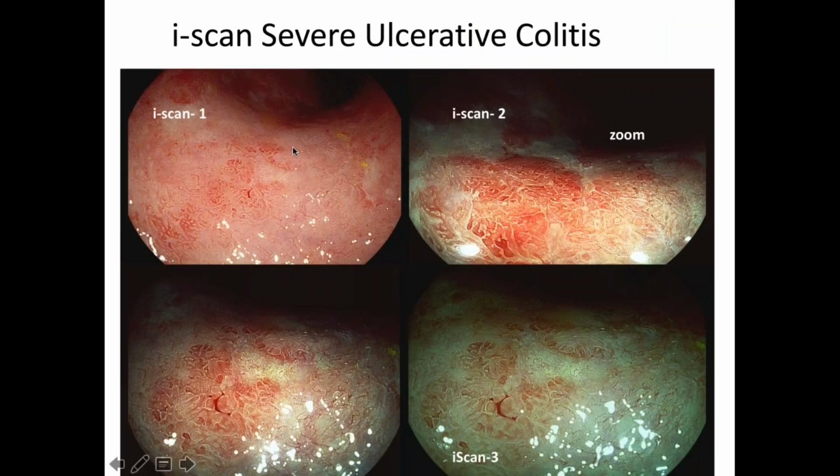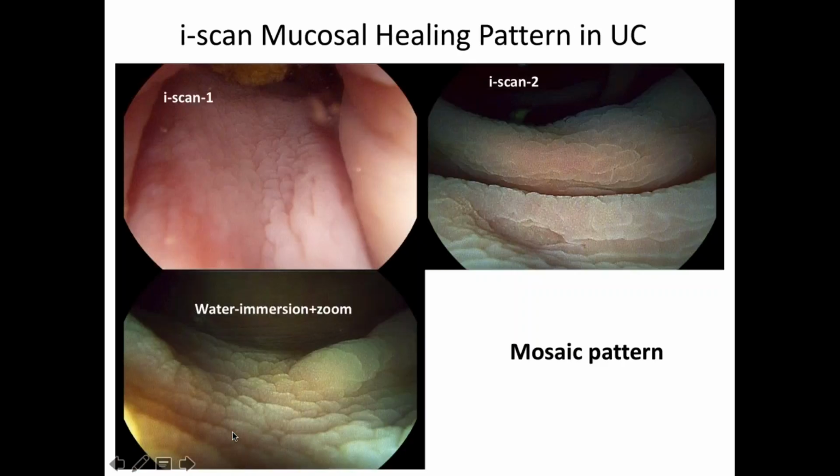This is severe ulcerative colitis, but with a digital virtual chromoendoscopy, you can define these tubular gyrus, you can define these dilated vessels in the rosette mucosal pattern. And with the mucosal healing pattern, you can also use the water immersion technique, which enhances more your mucosal architecture and your crypts.